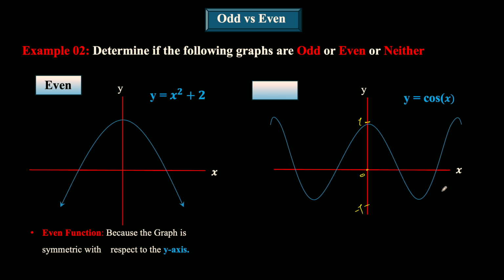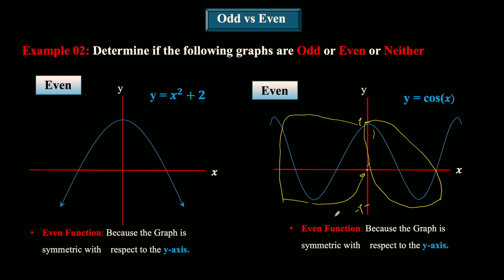So we see that this part from here is symmetric with this part from here, okay? So this is an even function. Why? Because the graph is symmetric with respect to the y-axis, okay?